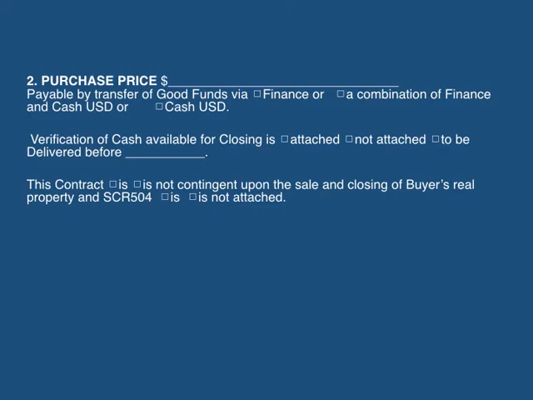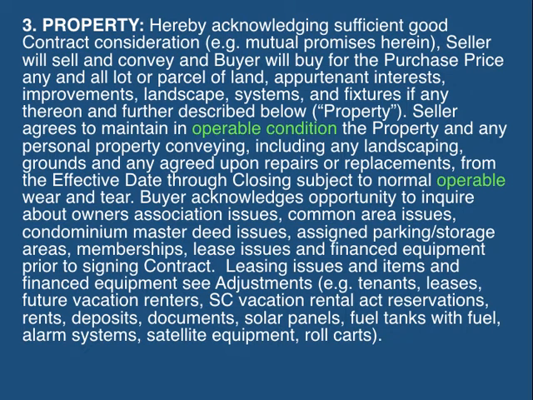And now we go down to the contract either is or is not contingent, one or the other, upon the sale and closing of the buyer's real property, and the SCR 504 form either is attached or it's not attached, one or the other. Please check a box. And let me say right now that if you know the buyer needs to sell a property in order to buy, you need to check that it's contingent. Don't just tell the buyer, and don't worry, we'll make it contingent on financing, and if you don't sell your house, you can't get the financing. Guys, that's wrong. That's just plain wrong. Do not do that. If they have to sell a property, make this contract contingent upon the sale of that property using the SCR 504 form. Next, we'll move into the property and then describe what the property is.